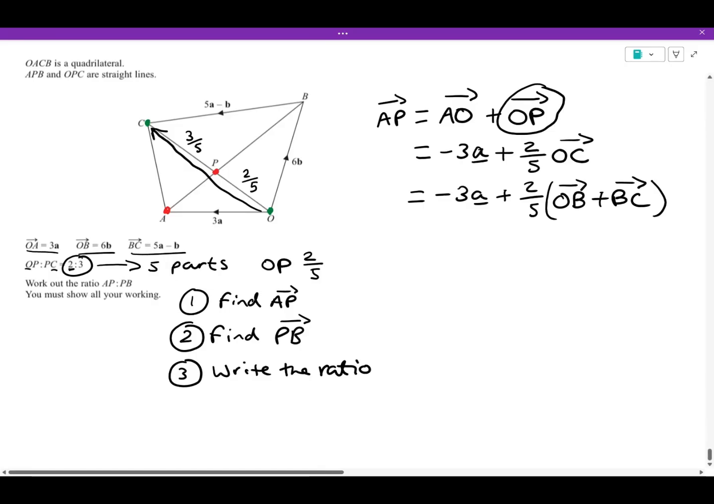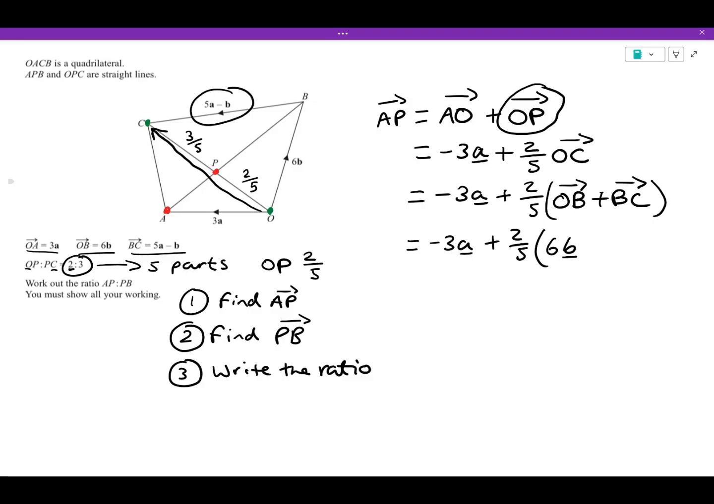So now let's calculate what we've got in our bracket in terms of the a's and b's. We'd have negative 3a plus 2/5 of, and OB is 6b, and we're going with the arrow so it remains positive. And then BC is 5a subtract b. So I'm going to add that on, plus 5a, and then subtract b like that. Now let's simplify my bracket. We'd have 2/5 outside, and inside we've got 6b subtract b, so that's going to give me 5b, and then we've got plus 5a like that.